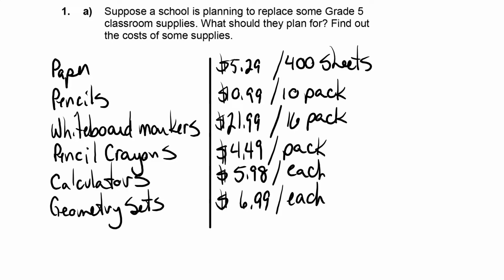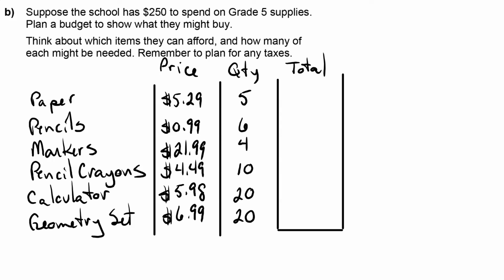budget. So to do our budget, we have to think about the quantity of each of the items that we're buying. So we're going to say we need 5 packs of 400 sheets of paper. So 5 times $5.29 would be $26.45. 6 times 99, that's almost $6, but a little bit less, so it's 6 cents less, $5.94.